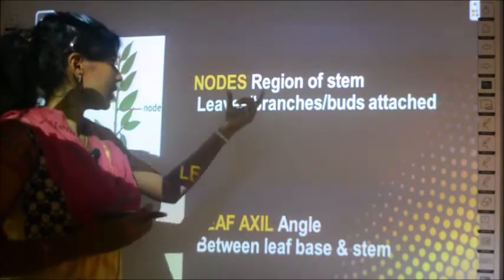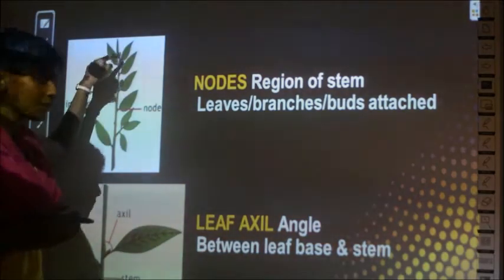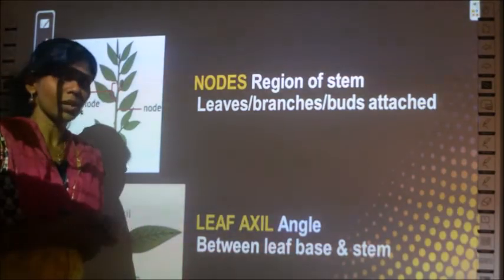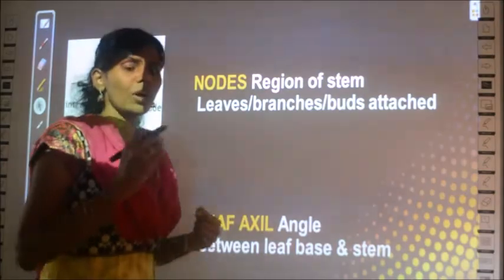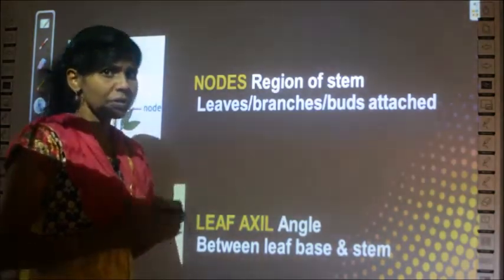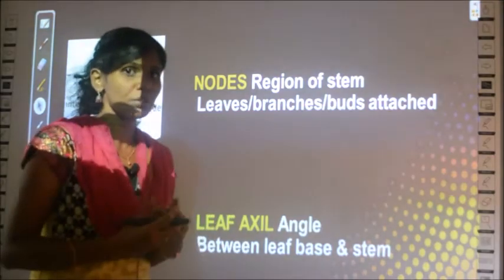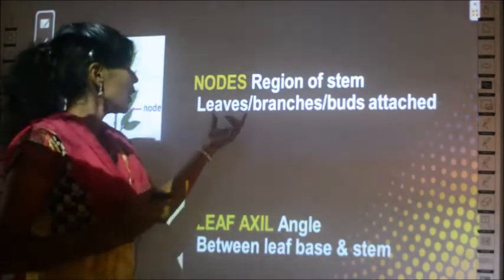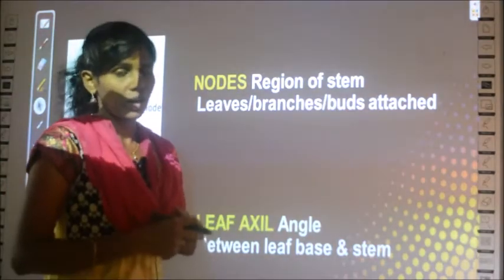What is a node? It is a region of the stem. So the stem you have, right? This is the stem. Generally everything is called a stem, but certain portions of the stem you are going to call nodes. Which portions of the stem? The portion or the part of the stem where the leaves, branches or buds are attached.